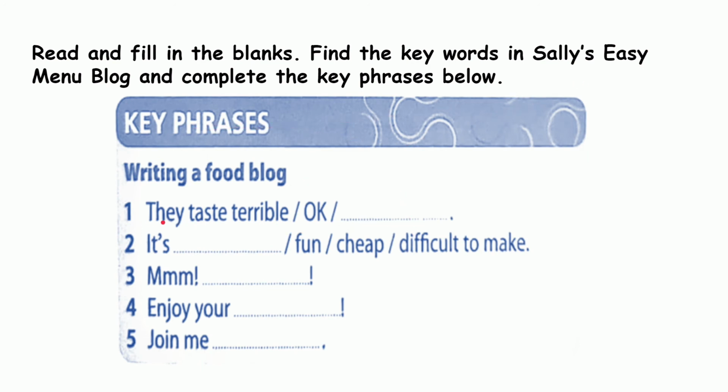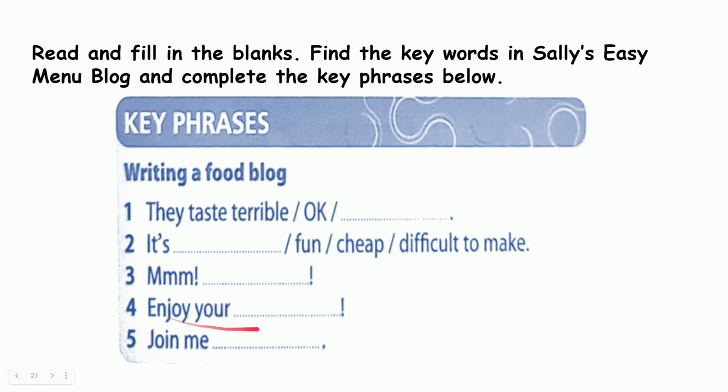Number 1, they taste terrible. What else? What is the word? One word. It's fun or cheap or difficult to make. So another word: read Sally's easy menu blog and identify the word. Number 3, how's the food? Then you write down how's the food, the taste of the food here.